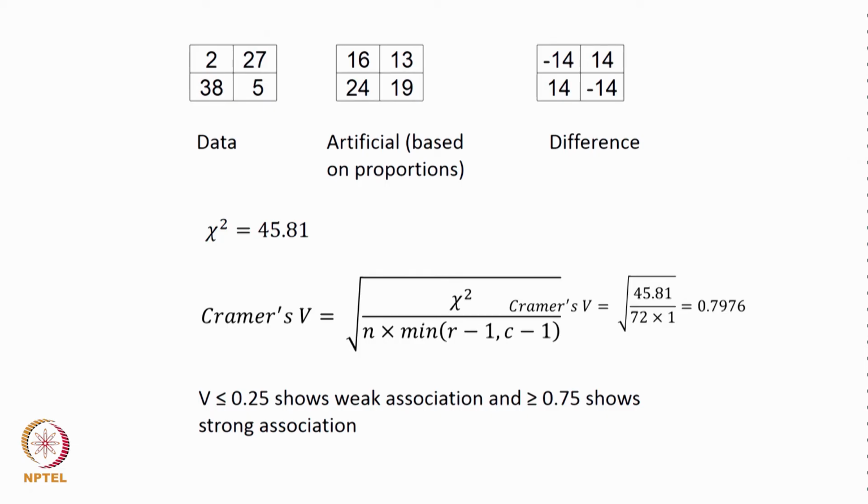For example, those who skip will be 29 by 72 into 32 and 43 by 72 into 32, which are 13 and 19. We would get a different kind of difference in this, and chi-square would become 45.81 and Cramer's V in this case is 0.7976. Now, the general guideline is that V less than or equal to 0.25 shows a weak association, and Cramer's V greater than or equal to 0.75 shows a stronger association.